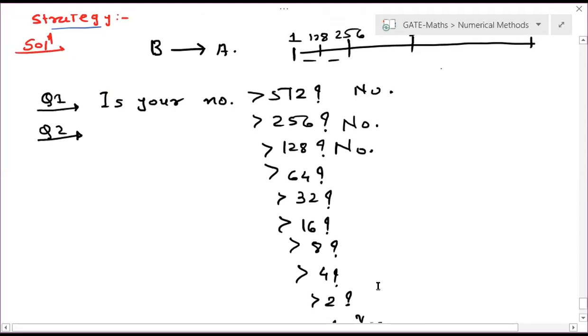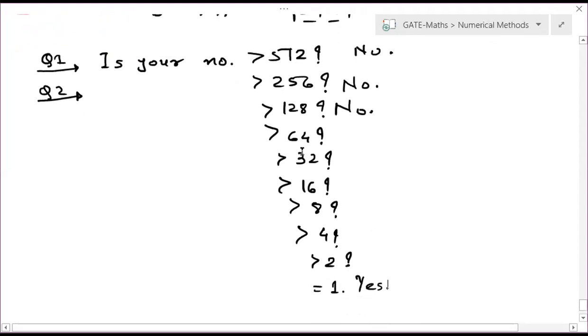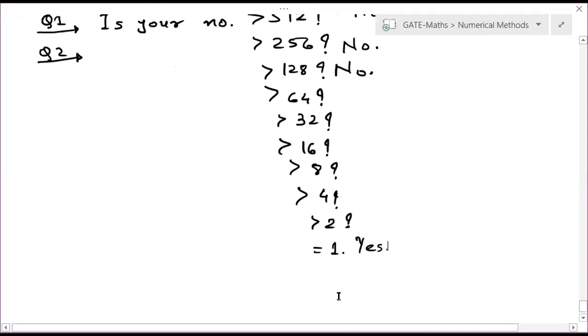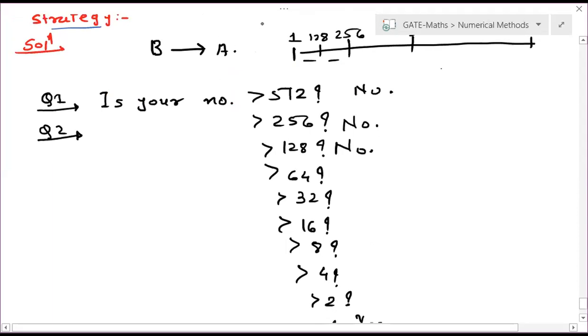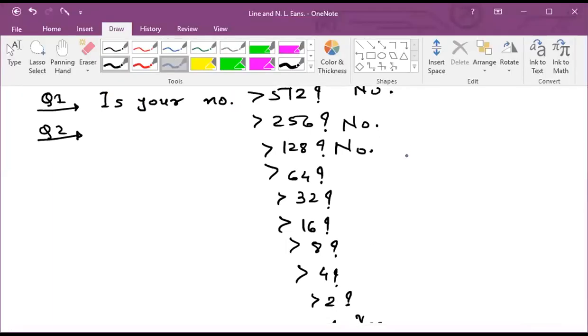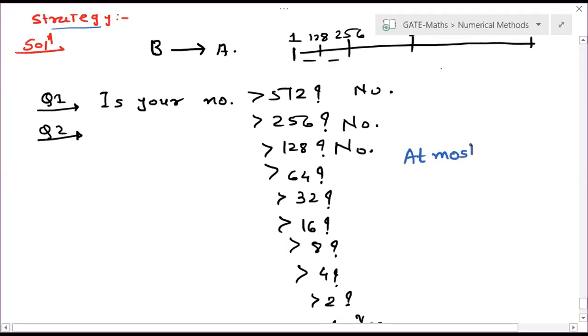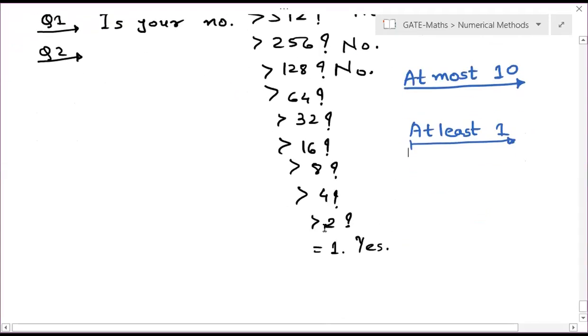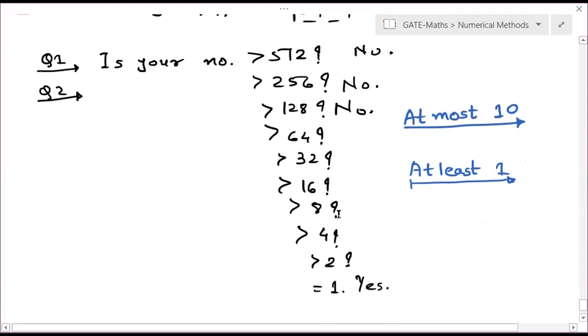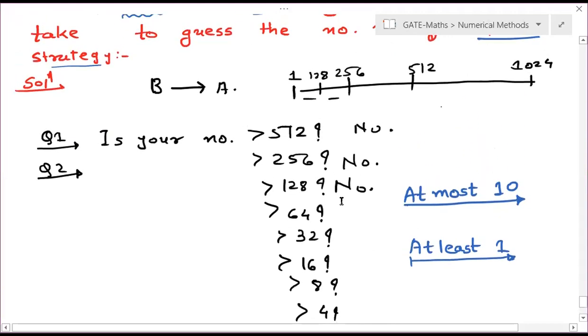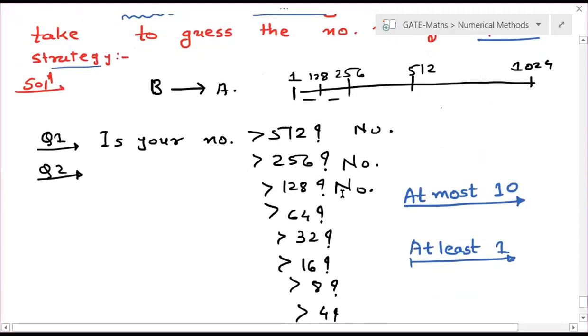So how many maximum questions can he ask? 1, 2, 3, 4, 5, 6, 7, 8, 9, and 10. Okay. So here the maximum number of questions B can ask is 10. So in 10 questions, he can get the number assumed by A. And what is the minimum number of questions he can ask? One question. Suppose B is guessing directly, tell me A, is your number 1 or not. And if he says yes, well, this all depends on probability. So at least one question and at most 10 questions.